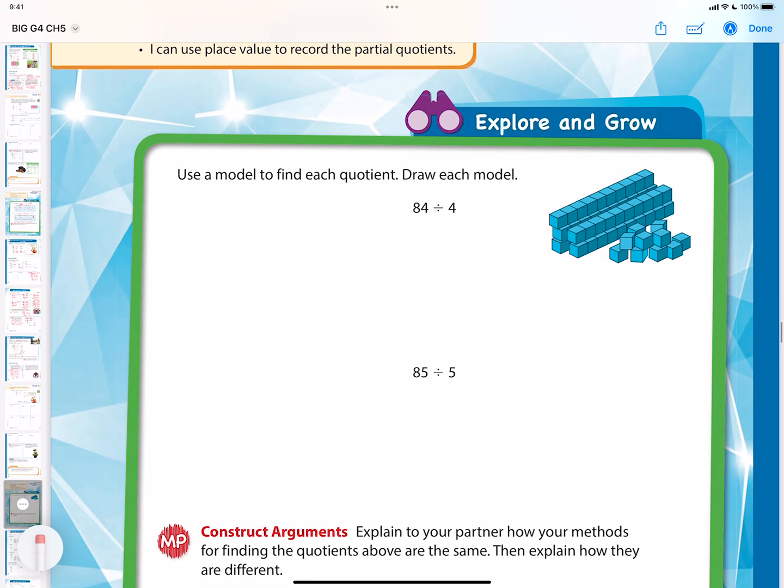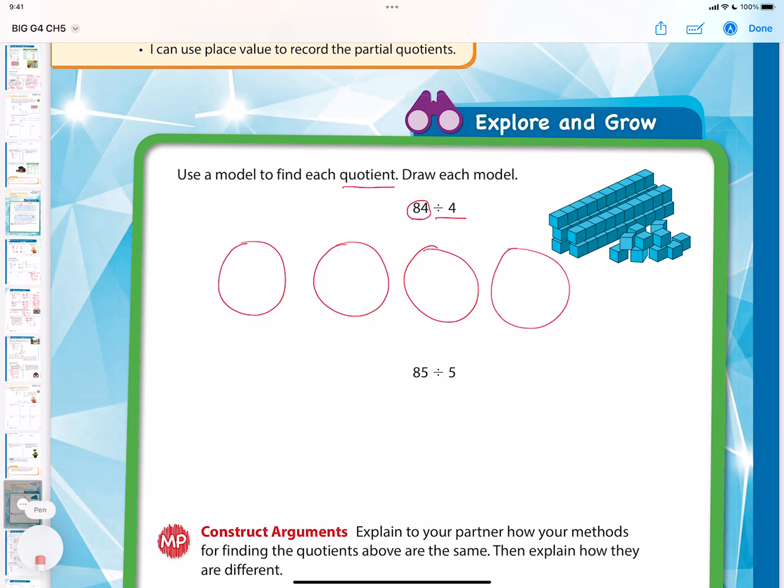Let's dive into it. Use a model to find each quotient. Quotient is what? The answer for this division. Please remember the term. And draw each model. So we need to divide this 84 by 4. So how many equal groups are there? 1, 2, 3, 4 equal groups. And you are going to split these 84 cookies among 4 friends.